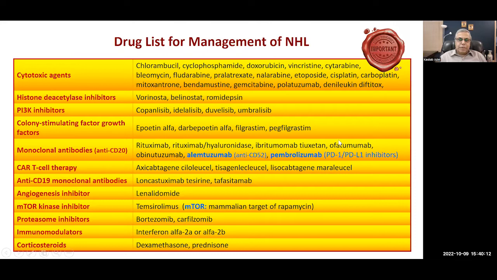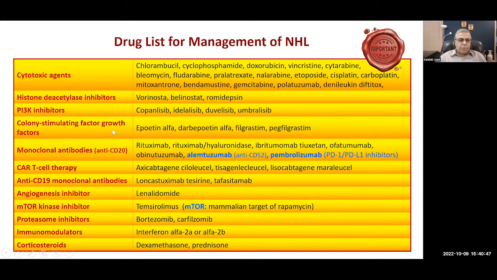Right, and here is the drug list, and I've written that it is very important, right? You should try to memorize all these drugs, and you have seen them all. You've seen them in your pharmacology. Some are new drugs that you might not have seen in previous lectures and also in pharmacology. For example, histone deacetylase inhibitors, vorinostat and belinostat and romidepsin. This is new for you. And PI3K inhibitors you have seen in previous lectures, copanlisib and idelalisib. Okay, so these ones.